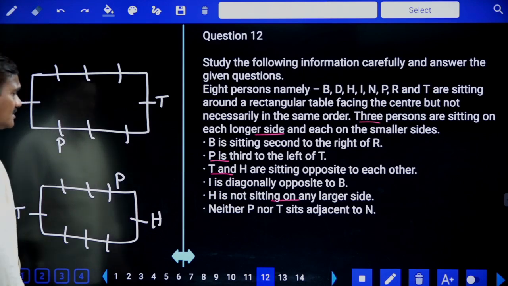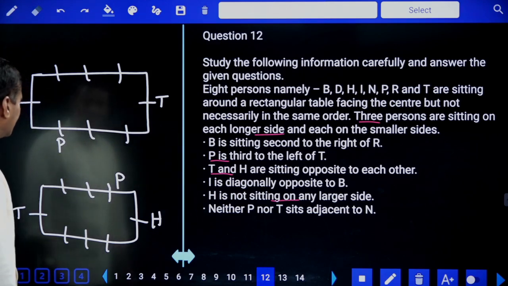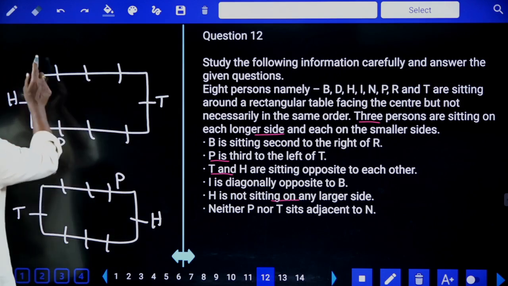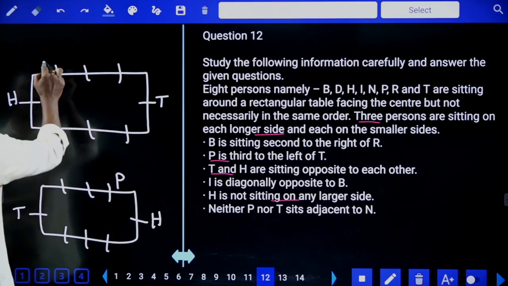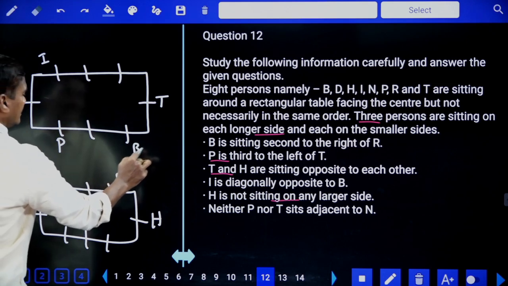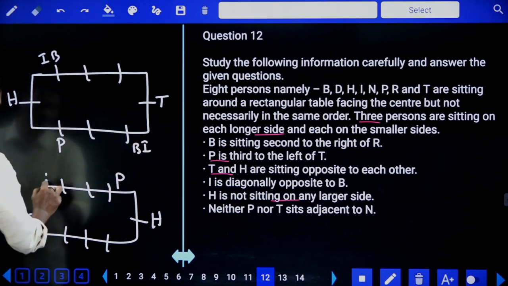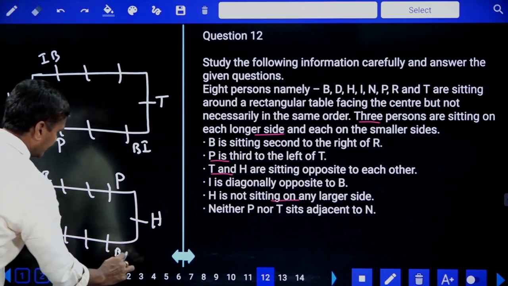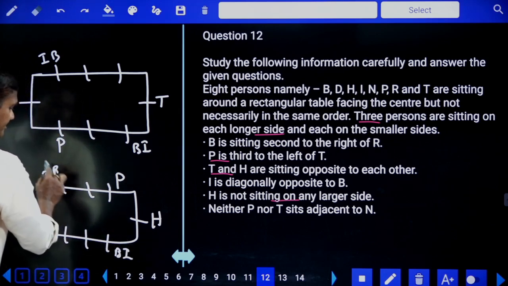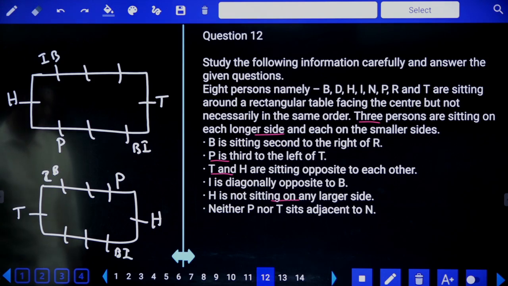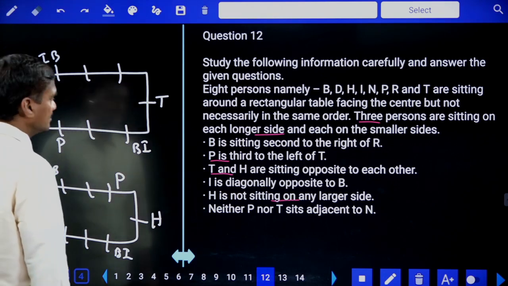And next one, I is diagonal opposite to B. Diagonal opposite means from one corner to the other corner. I and B are opposite to each other. If I is here, B will be here. Again in this one, if I is here, B will be here. I and B are opposite to each other.